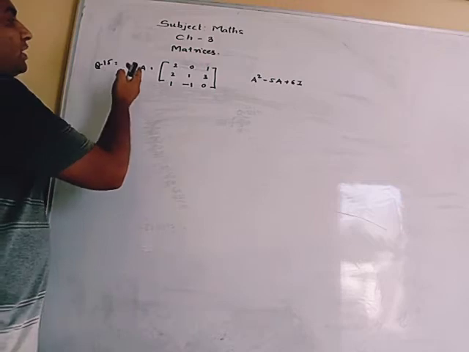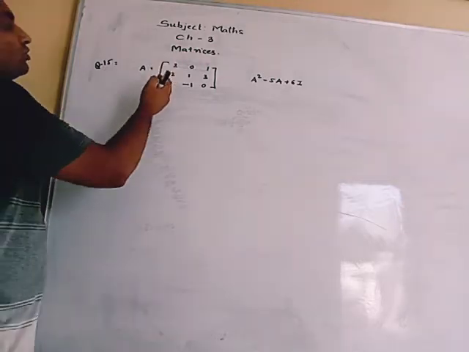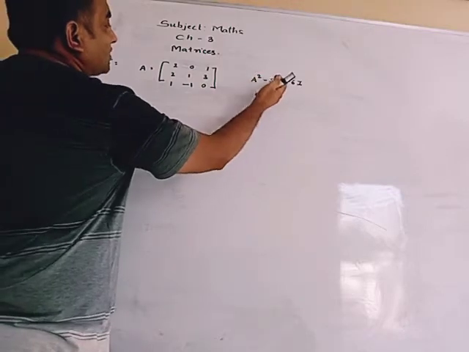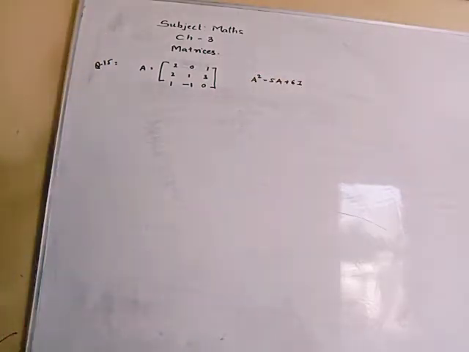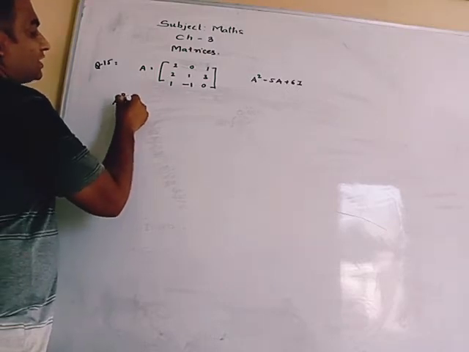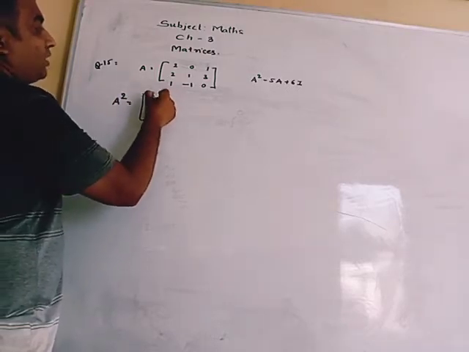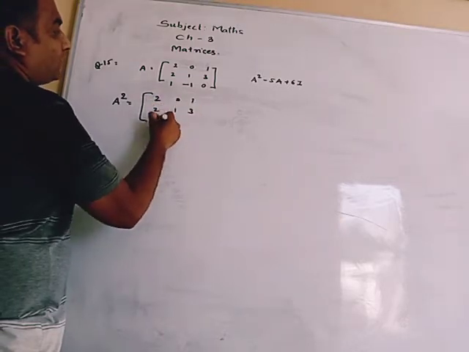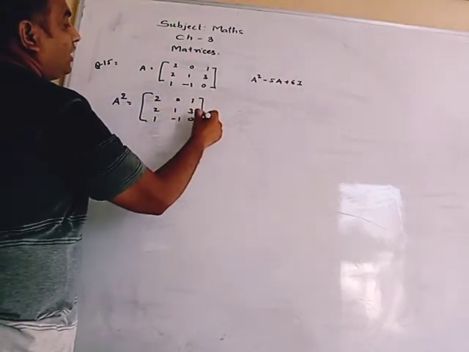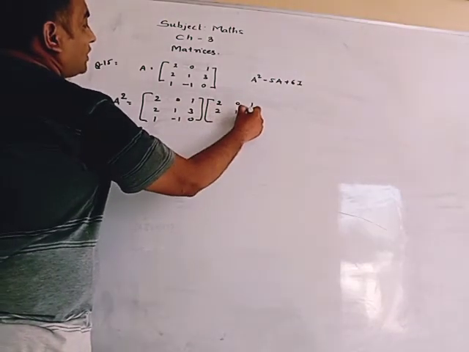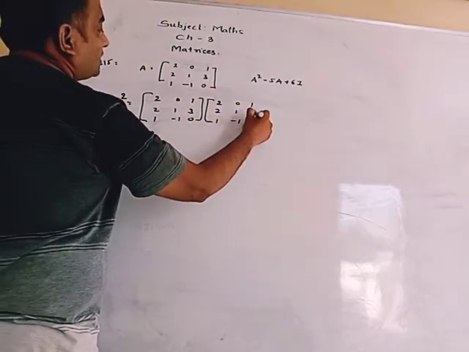Question 15: given A equals the matrix [2, 0, 1; 2, 1, 3; 1, -1, 0], find A square minus 5A plus 6I. First we want A square. A square means A into A, that is [2, 0, 1; 2, 1, 3; 1, -1, 0] multiplied by [2, 0, 1; 2, 1, 3; 1, -1, 0].